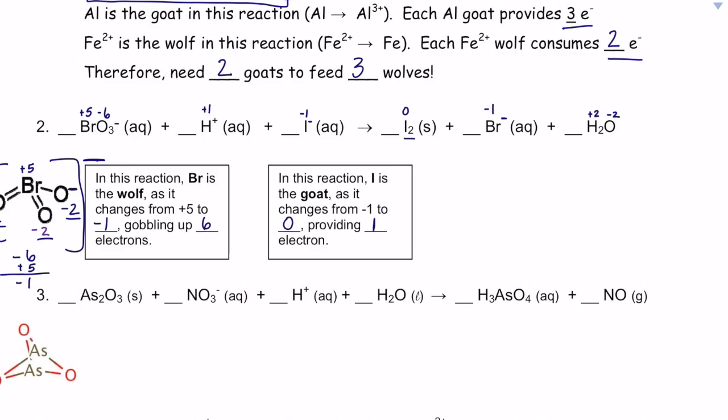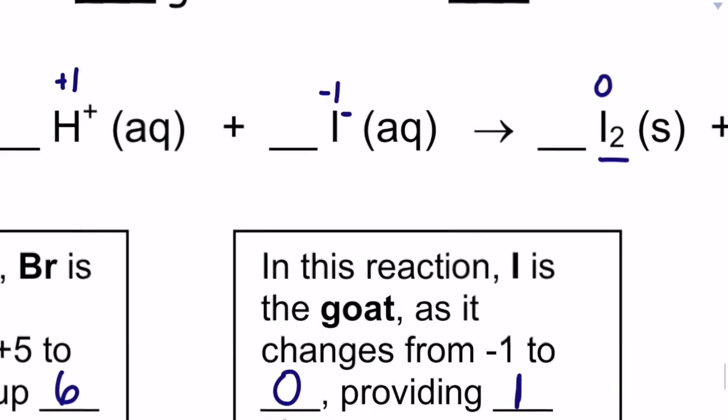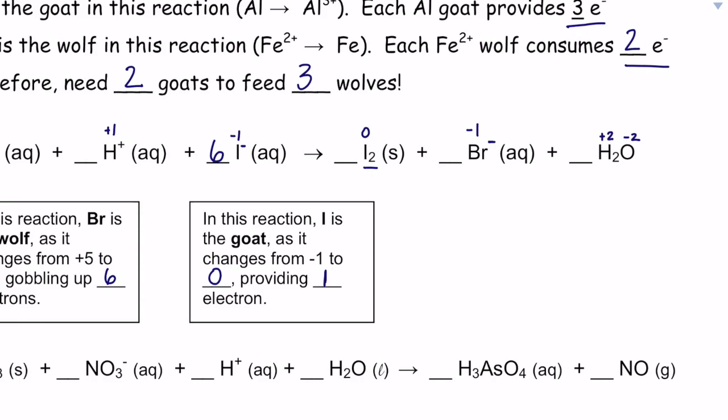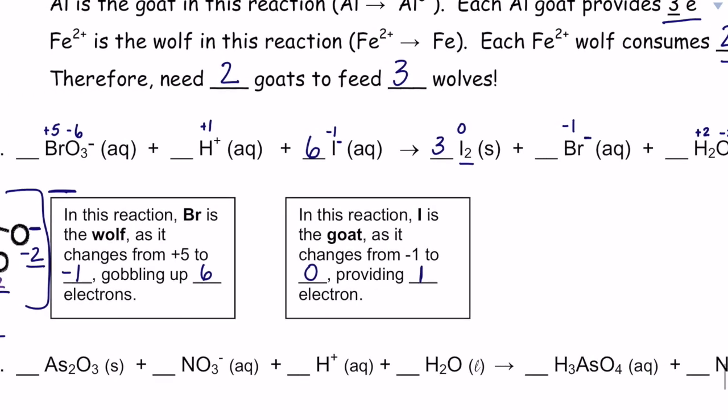So now we have to balance it. For bromine, we need 6 electrons. One iodide is providing 1 electron. That means we need 6 of them. And that means we'll have on the other side 3 I2, because it's diatomic, meaning there are 2 in there.